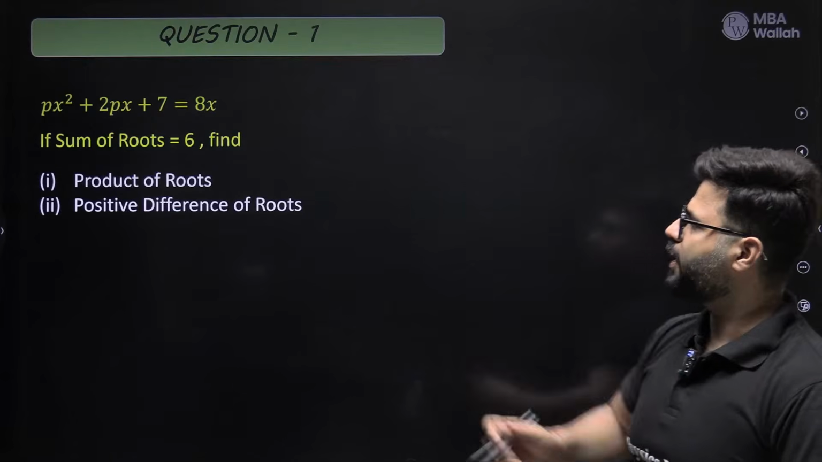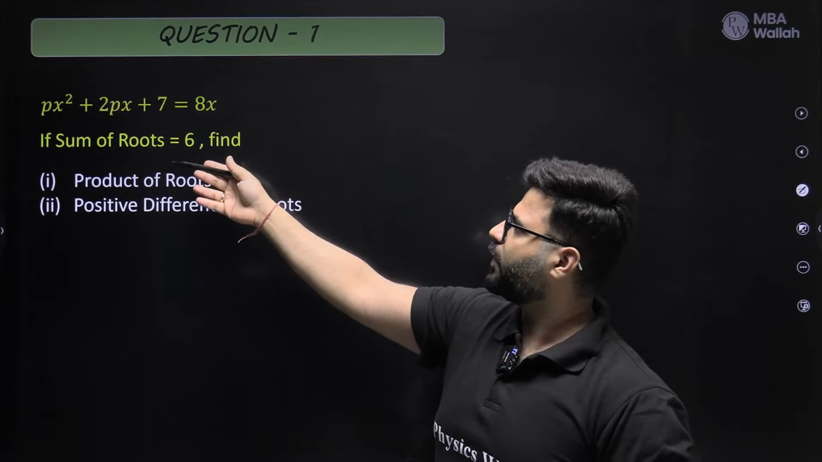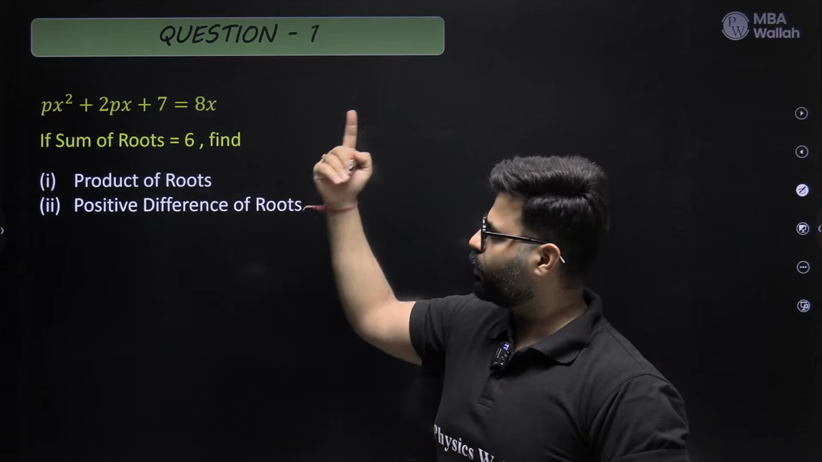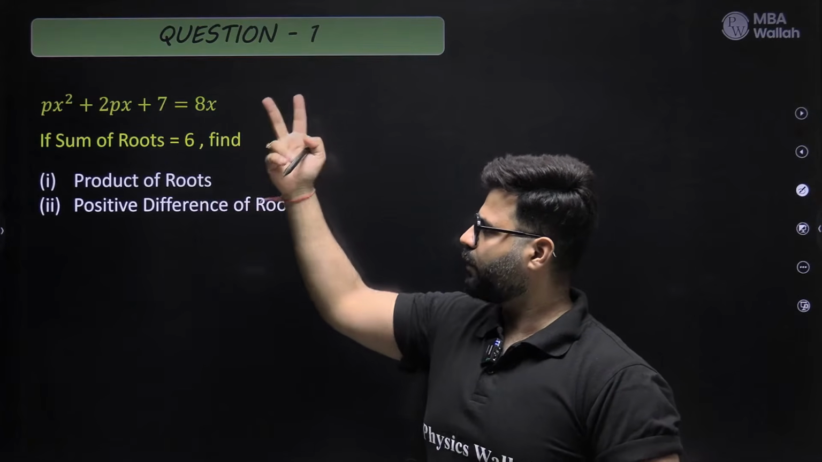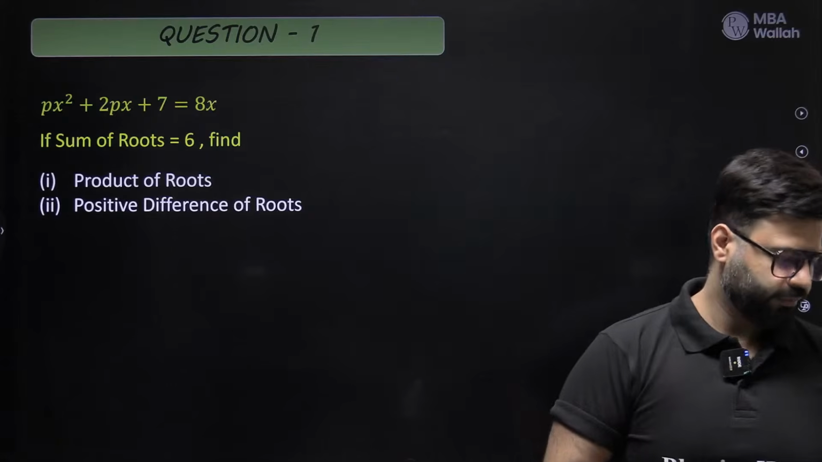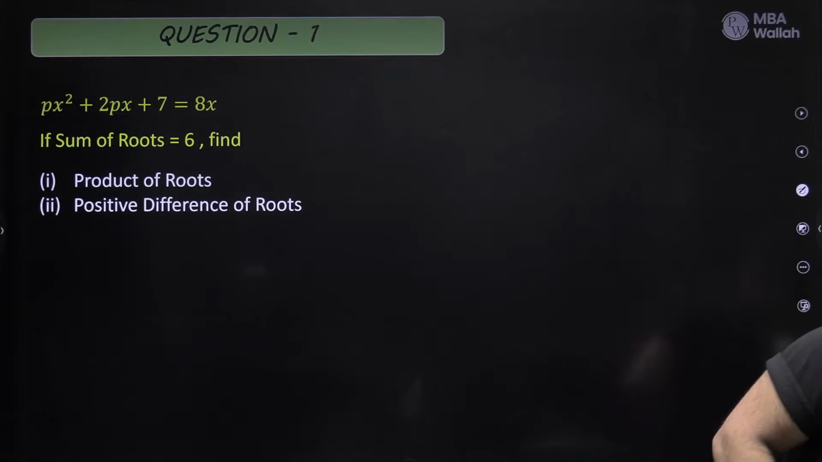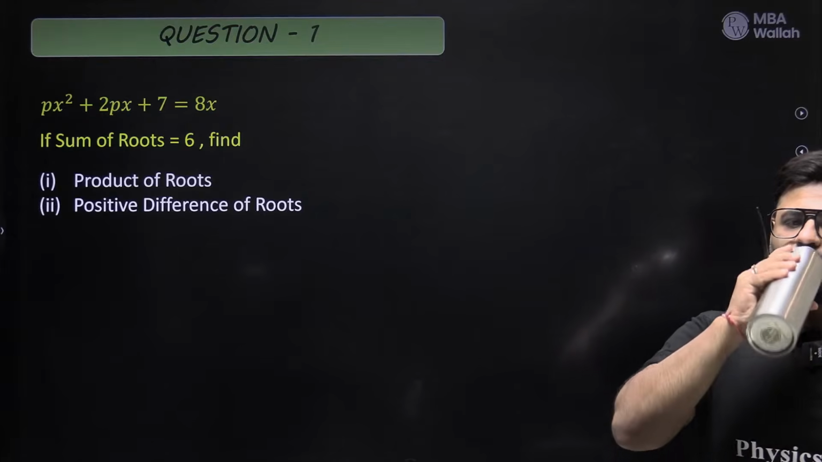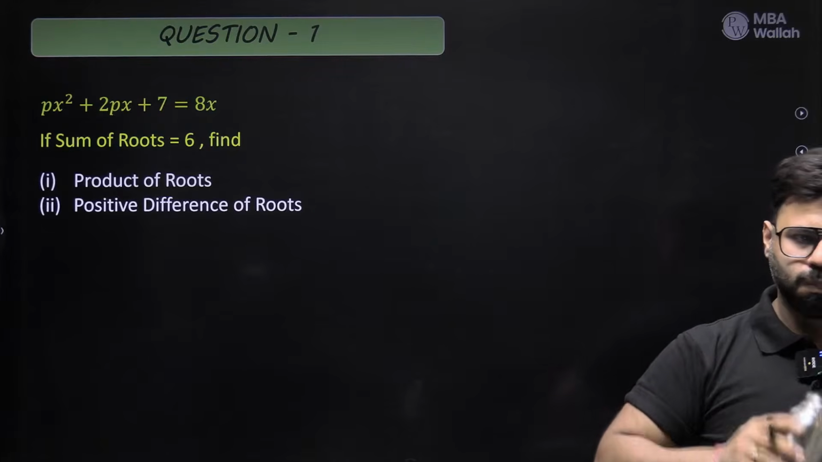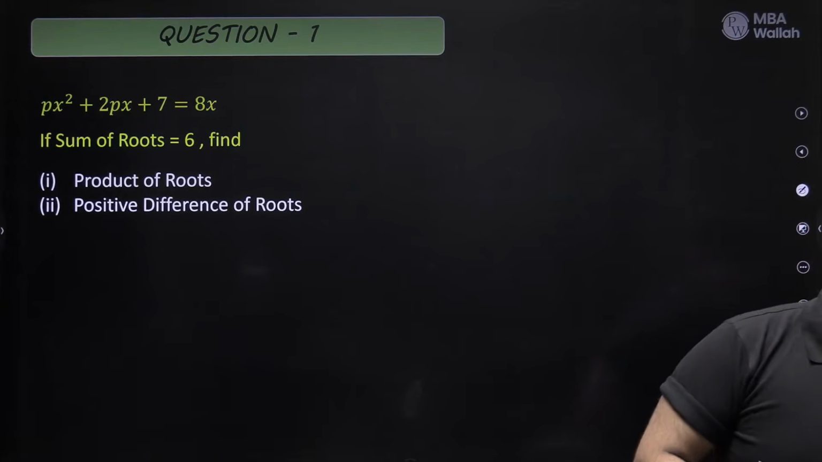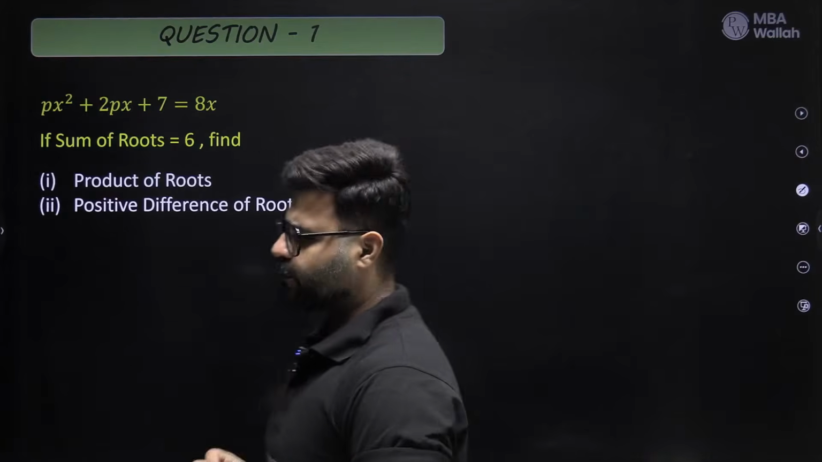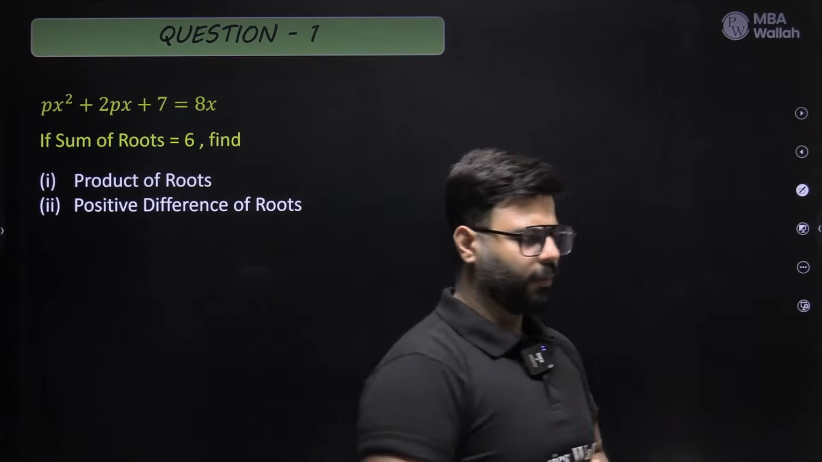The question says this is a quadratic equation. The sum of the roots for this quadratic equation is 6. We need to find the product of the roots and the positive difference of the roots. Try. Level 1. Okay, level 1. Although I would say level 2. Level 1 you've already done in the last question. Last page. I'm going to do this one.